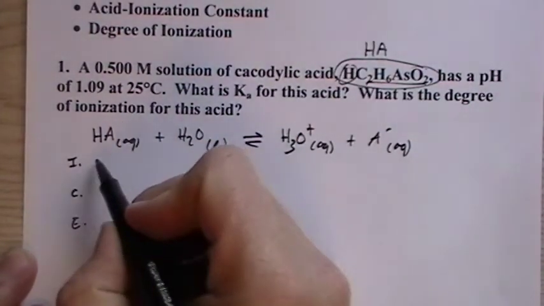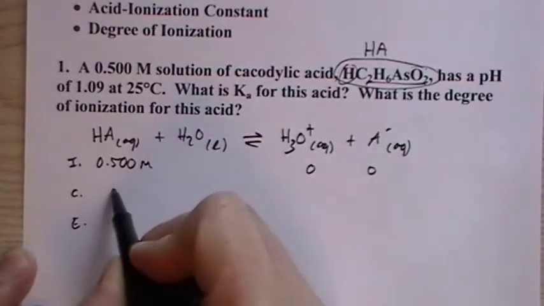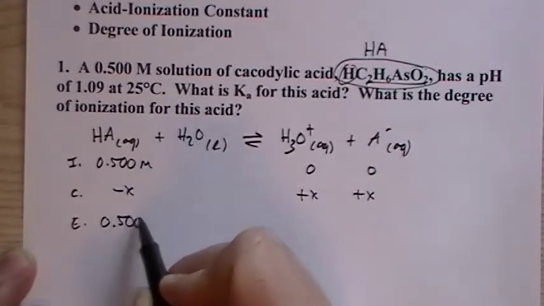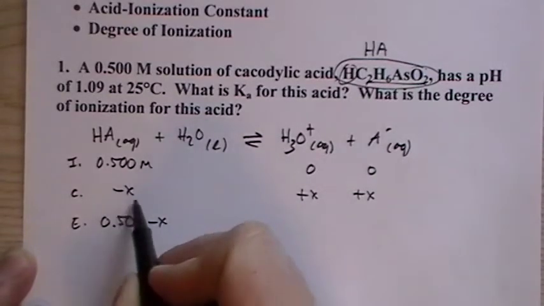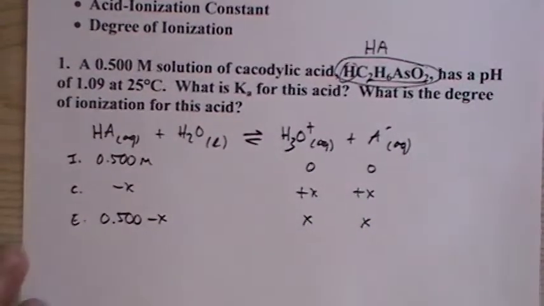Okay, so 0.5 is our initial concentration. None of this, minus x, plus x, plus x, 0.5 minus x. So some of our acid dissociates. The amount is x. We don't know what x is yet. We have x here, x here.